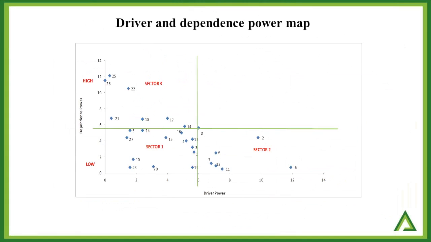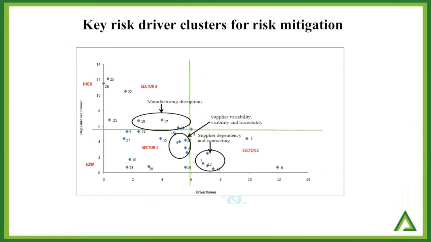But this may also get a little bit confusing. There are so many different risks. Can we see some pattern here? So if I look at this, then we try to create some clusters, and we clearly see there are some patterns. Some of the risks which have high driver powers are supply dependency and contracting related, the example which I'm giving you. And let's take an example of that peanut butter case.